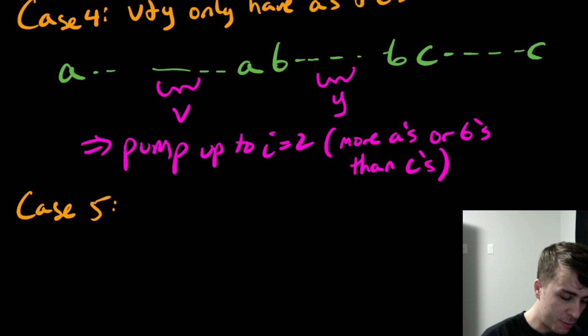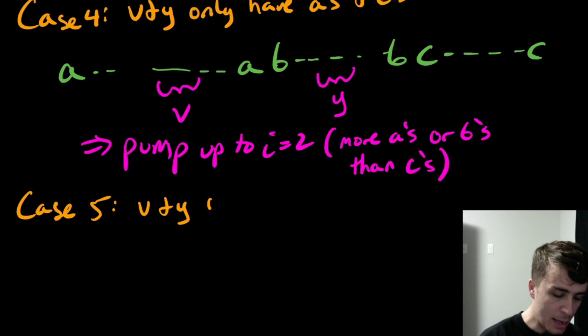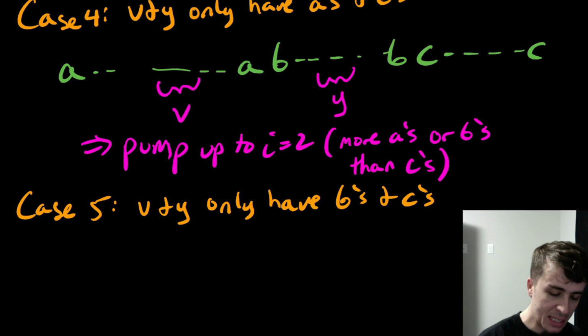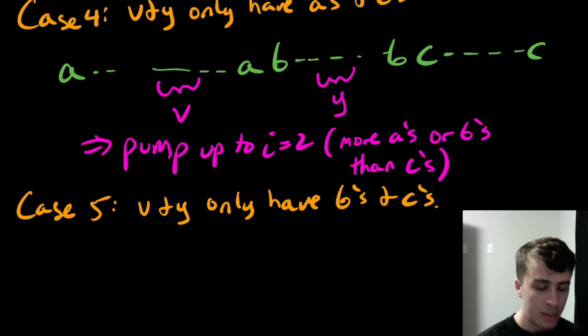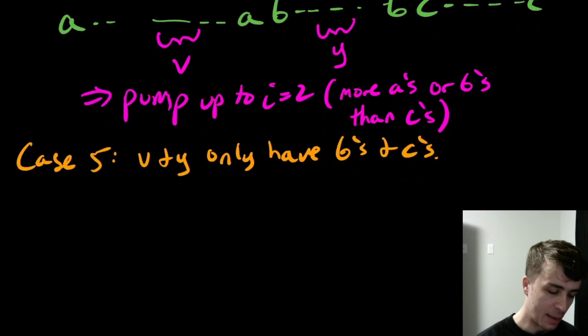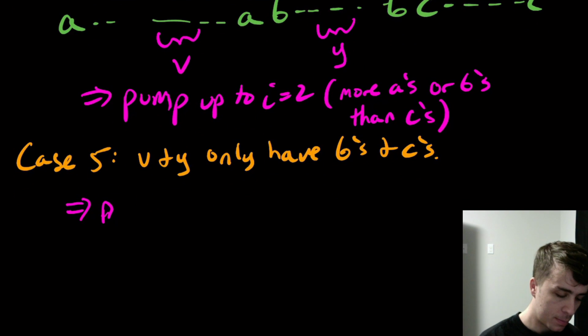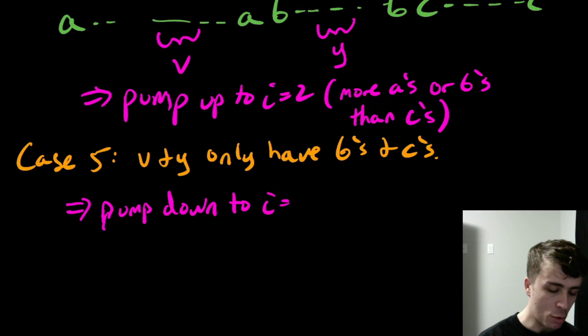And then finally, in case 5, V and Y only have B's and C's. So now we have to treat this one a little differently, because if the V part's in here and the Y part's over here, then we need to break the condition in a different way. We want to have fewer B's or C's than A's because I'm not touching the A's in this case. So we need to do the exact opposite thing. We need to pump down to I equal to 0.